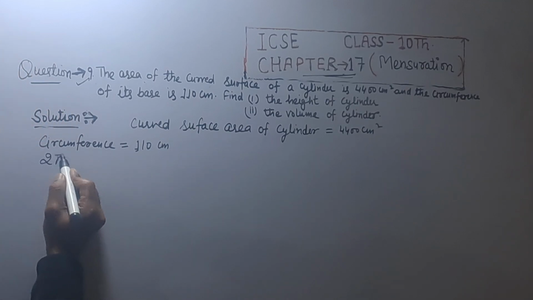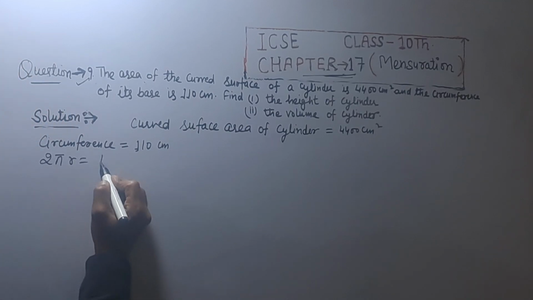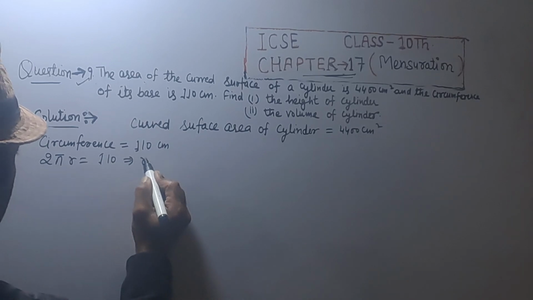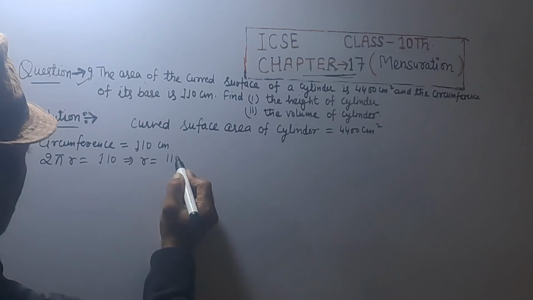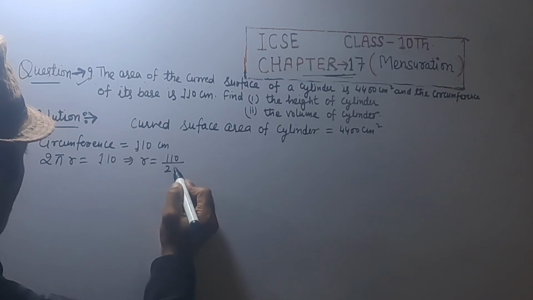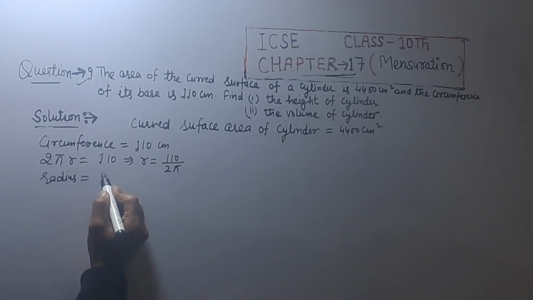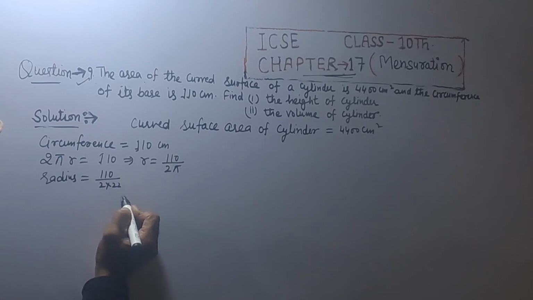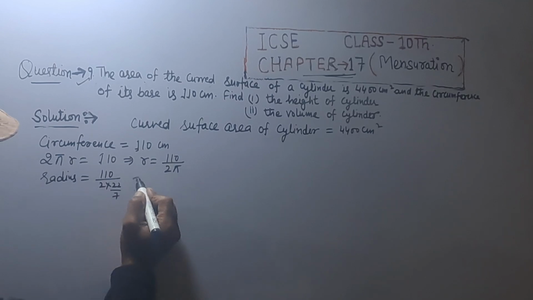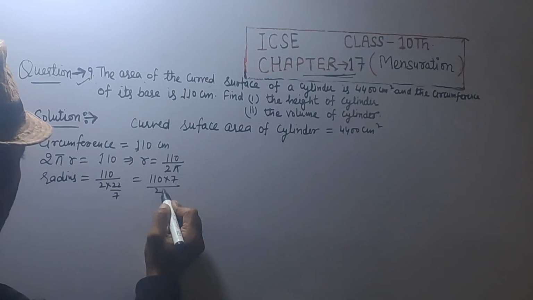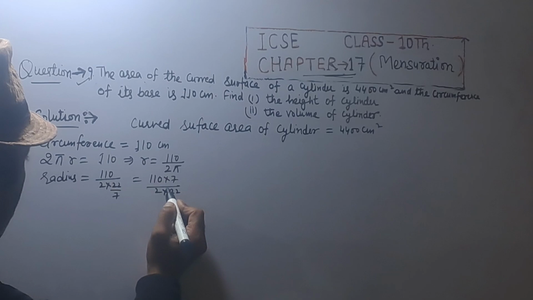Circumference is 2 pi r is equal to 110, which implies r is equal to 110 upon 2 pi. Radius is equal to 110 upon 2 into 22 divided by 7. That is 110 into 7 divided by 2 into 22.